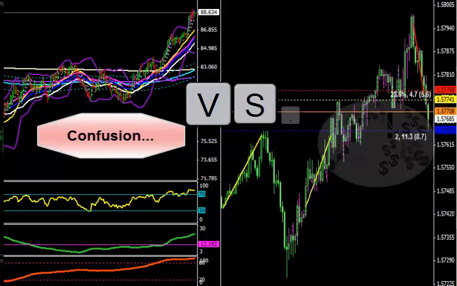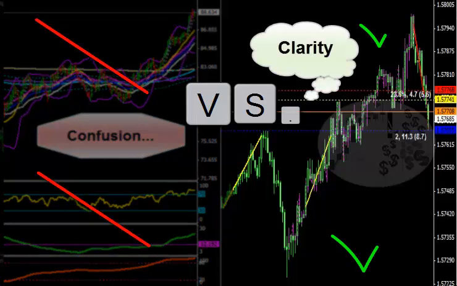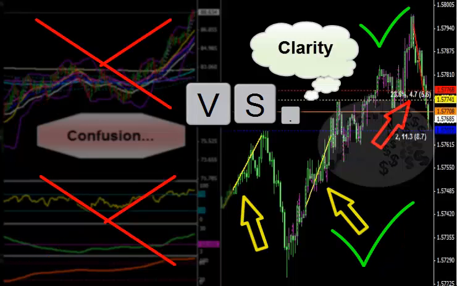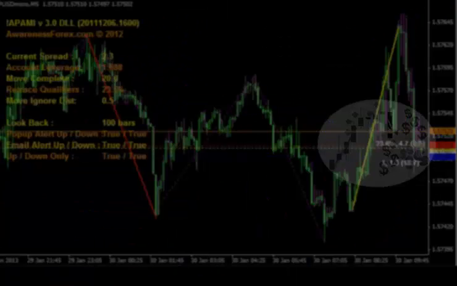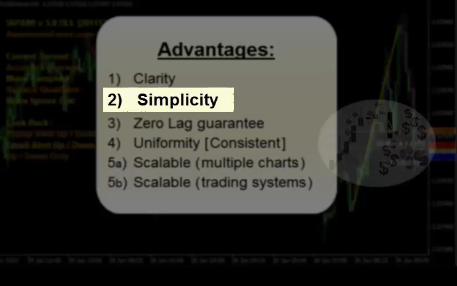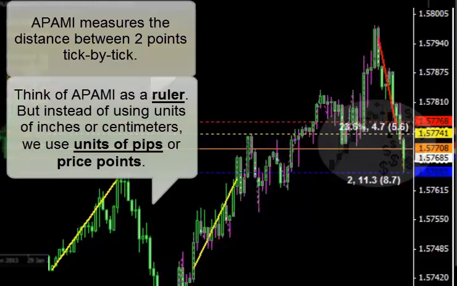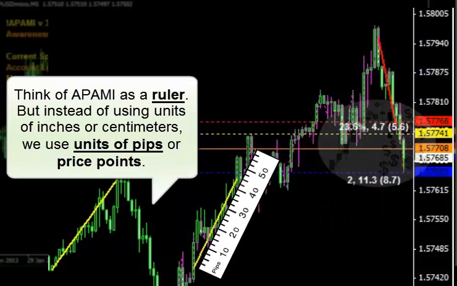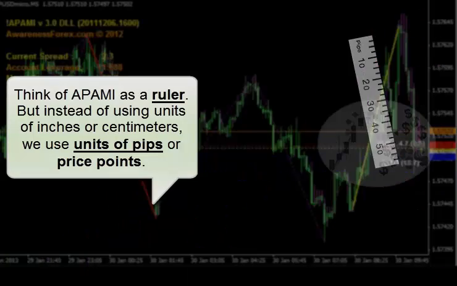So if the choice is confusion or clarity, I think the clear winner is the APAMI indicator in terms of being able to readily identify uptrends and downtrends. So now we'll cover simplicity. APAMI measures the distance between 2 points tick by tick. Think of APAMI as kind of like a ruler, but instead of measuring objects using inches or centimeters, we're using units of pips or price points.